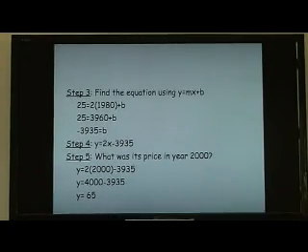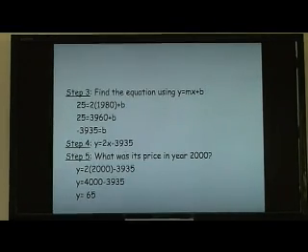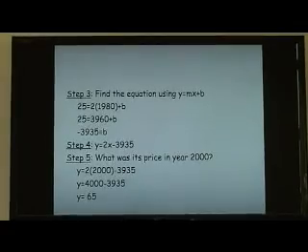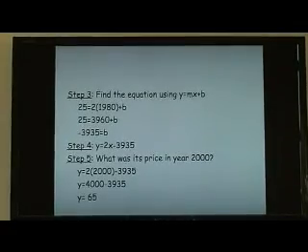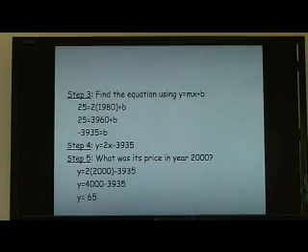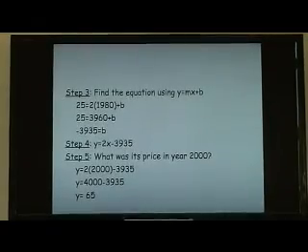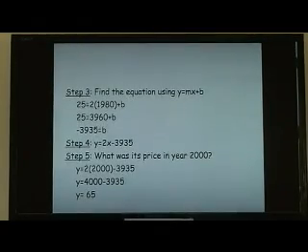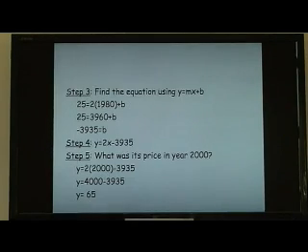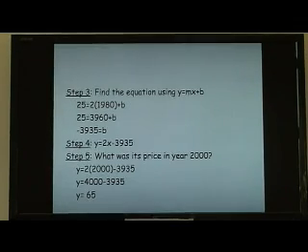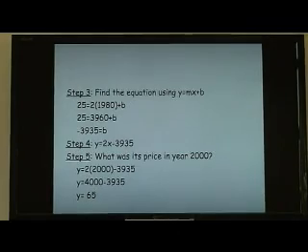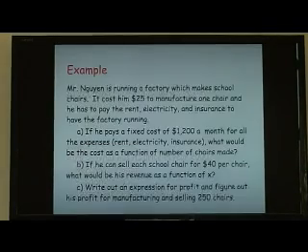Step 5, find the price in the year 2000. We have y equals 2 times 2,000 minus 3,935, which equals 4,000 minus 3,935. The price of the book in the year 2000 is $65.